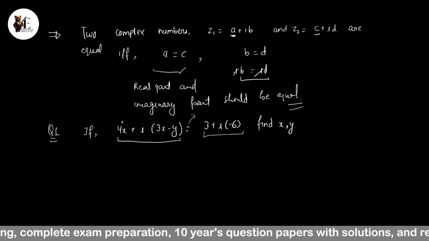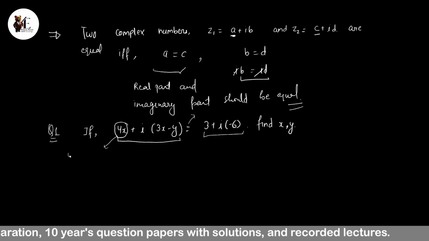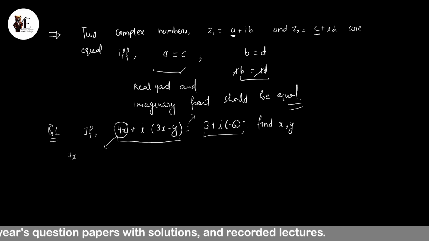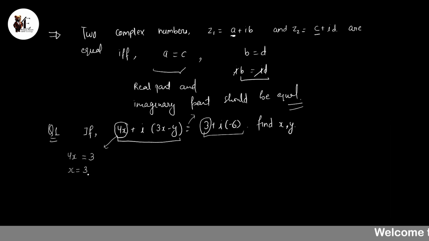So in the first complex number, the real part is 4x, and in the second complex number, the real part is 3. So the real parts will be equal since both complex numbers are equal. So if I transpose this 4, the value of x will be 3 over 4. So that is the value of x.